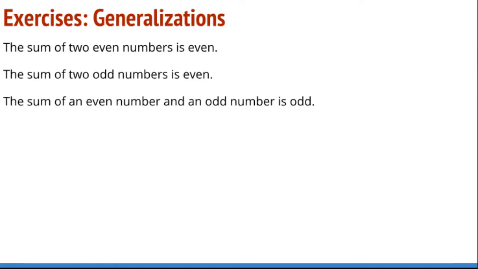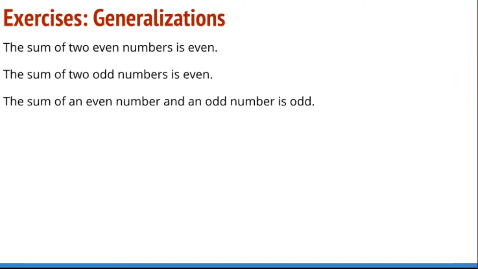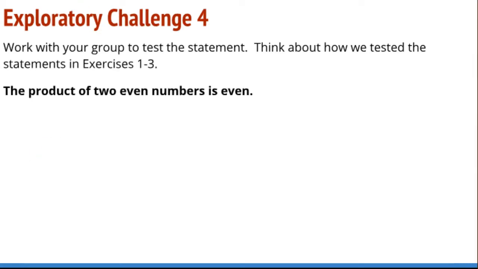Now what this means is as you're working on math problems, if you're adding two numbers together, and you look and say, hey, I've got an even number, hey, I've got an odd number, I should be able to say my answer is odd. I've now got another layer of number sense that I can use to check my work. If I can remember these generalizations, I can use them as part of my number sense. All right, so we've looked at addition. Let's take a look and see what happens with multiplication.